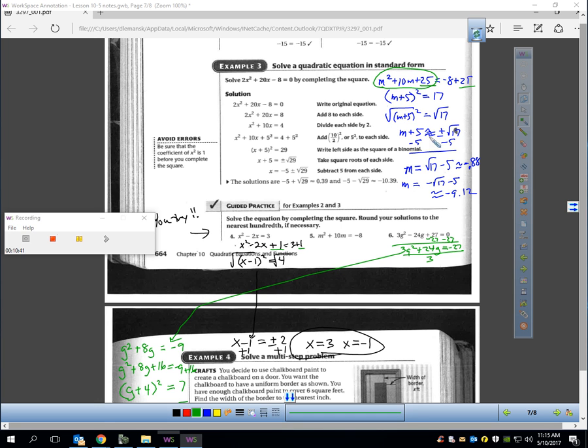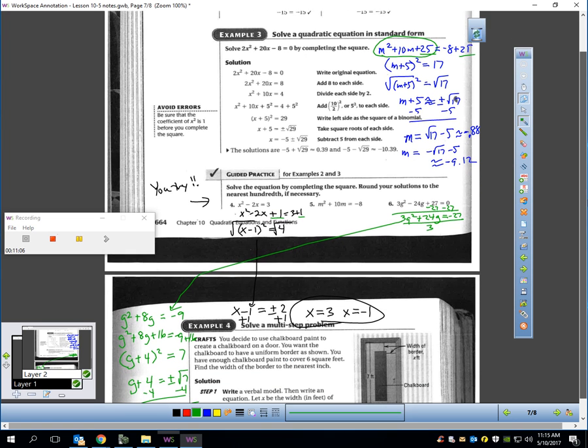Square root each side. M plus 5 is plus or minus square root 17. Subtract 5, and you're going to get two answers. You're going to get the square root of 17 minus 5, which is about negative 0.88, and negative square root 17 minus 5, which is about negative 9.12.